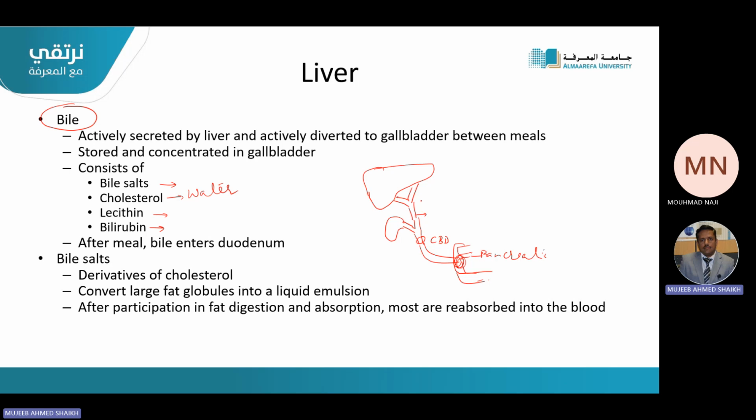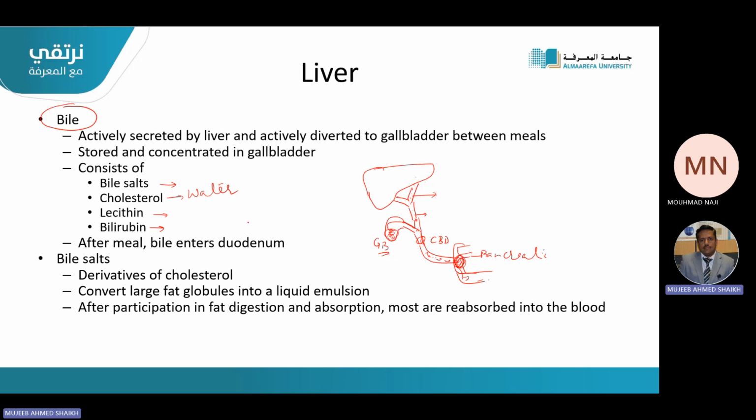As the liver is secreting bile, it is continuously secreted and comes out. If this valve is open, it will enter the small intestine, the second part of the duodenum. But if the person is not taking a meal, this valve is closed in between meals, when the person is not eating anything. So where will this bile go? This bile will go back into storage, which is in the gallbladder. In the gallbladder, the bile will be stored.